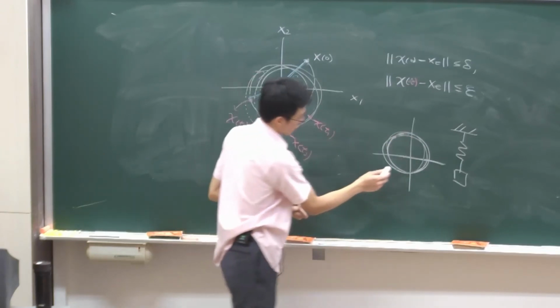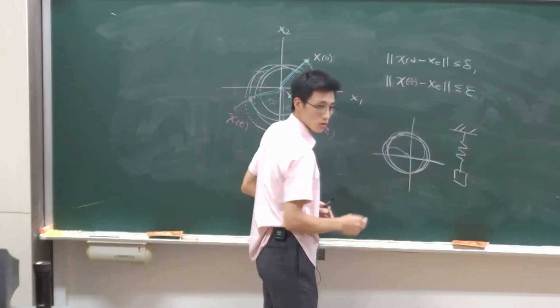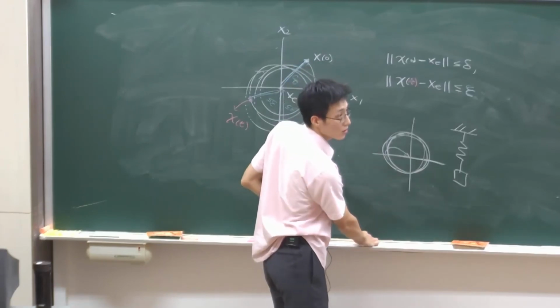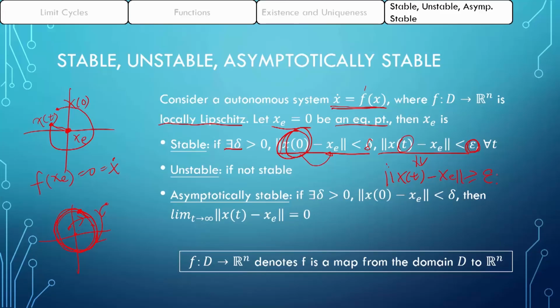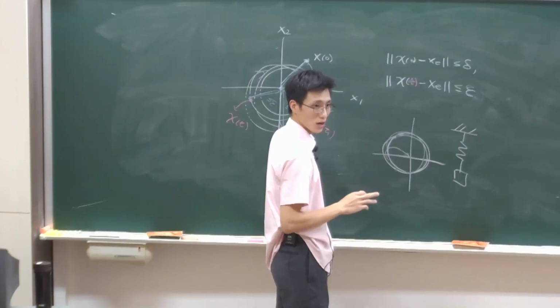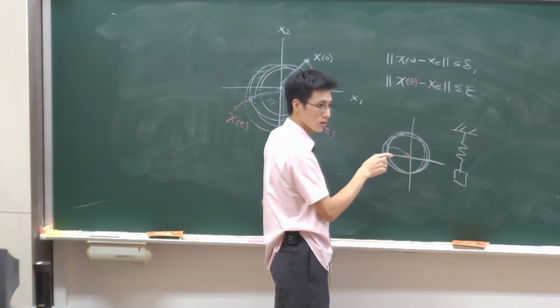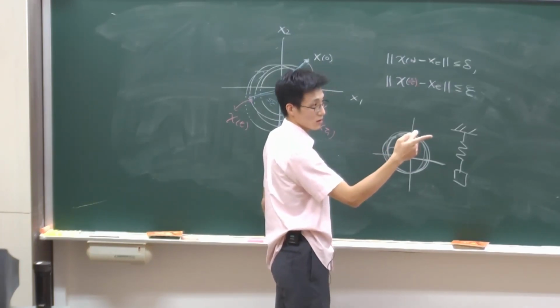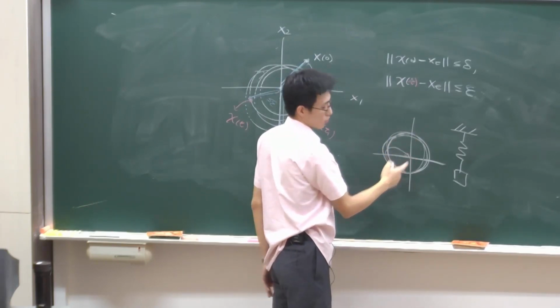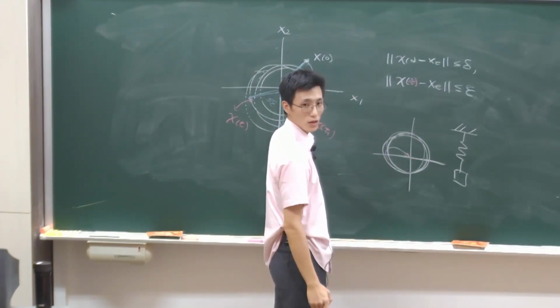Asymptotically stable means you will converge to the origin. That means it's asymptotically 0. That's the only difference here. For asymptotically stable, it has to converge to the equilibrium point. Stable only means it stays around the equilibrium point. For asymptotically stable, you have to converge to the equilibrium point.